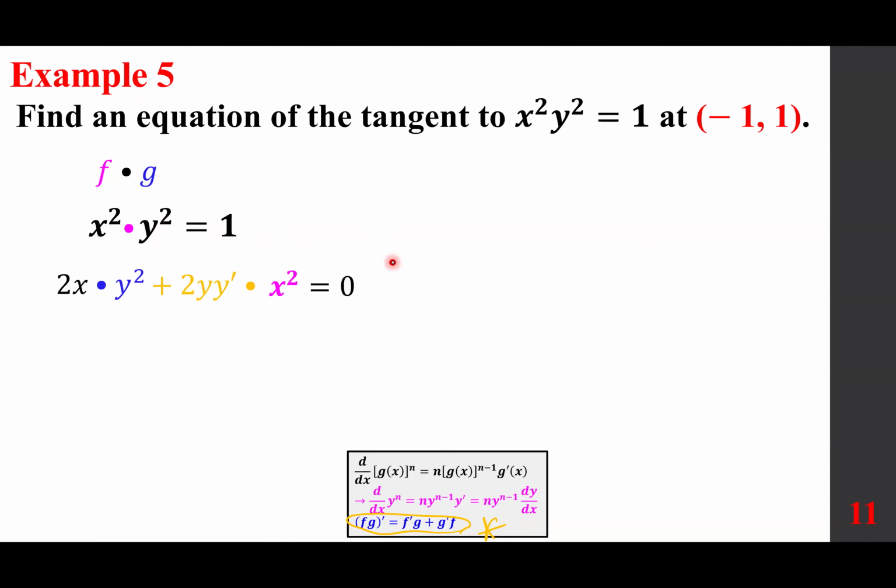Now we're going to solve for y prime, which means we are going to move this and make it negative on the right side, minus 2x y squared. We are going to divide everything, that means both sides, by whatever is sitting next to y prime. In other words, divide both sides by 2yx squared. So the left side remains with y prime only.